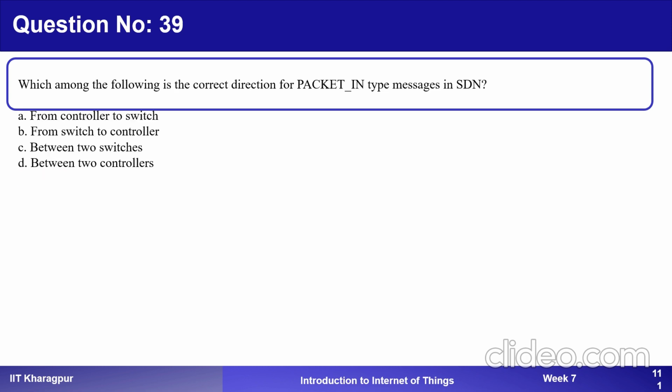Next question is, which among the following is the correct direction for packet-in type messages in SDN? Options are from controller to switch, from switch to controller, between two switches, between two controllers. Switch to controller. Yes, switch to controller is correct. A packet-in message means the request messages sent by your switches to the controller to get the flow rules.